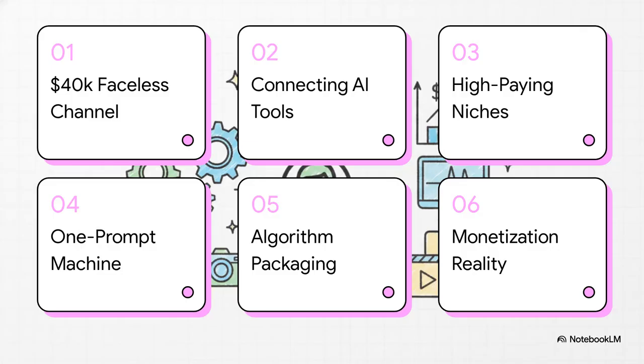To understand exactly how this works, we're going to follow this 6-step roadmap. First, we'll look at the 40K faceless channel. 2. Connecting your AI tools. 3. Finding high-paying niches. 4. The one-prompt video machine. 5. Packaging for the algorithm. And 6. Monetization myths and reality.